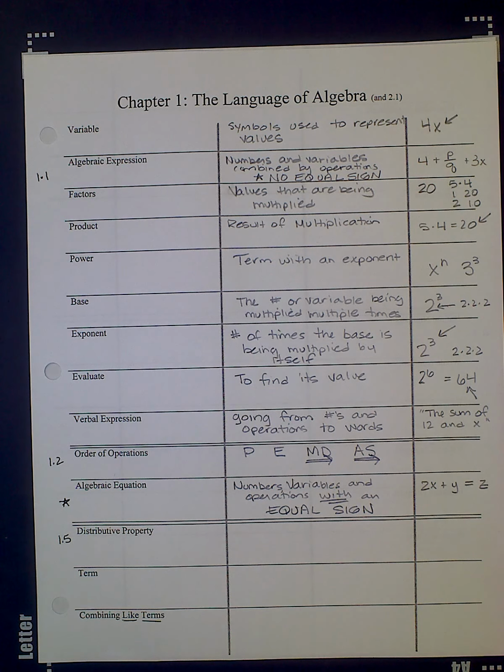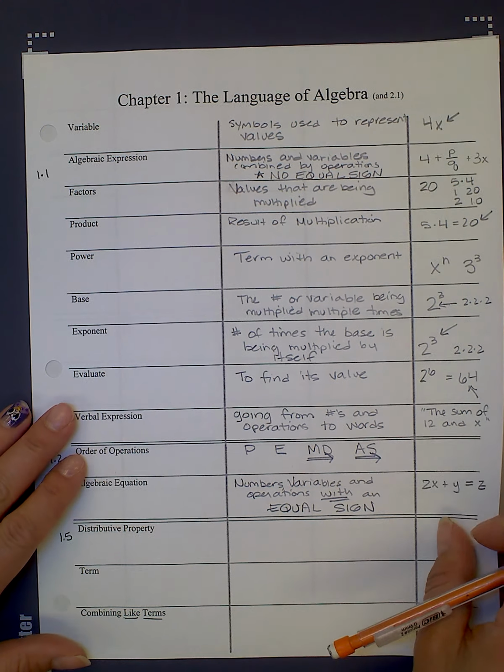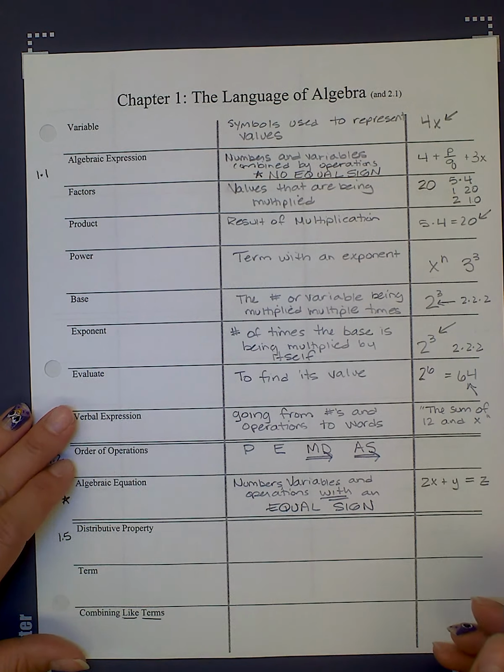Today we're going to talk about section 1.5, distributing and combining like terms. Since you did learn most of this in junior high, we're going to focus mostly on distributing fractions, since that's one of our biggest challenges. So let's start by filling in some terms on our Cornell note sheet.